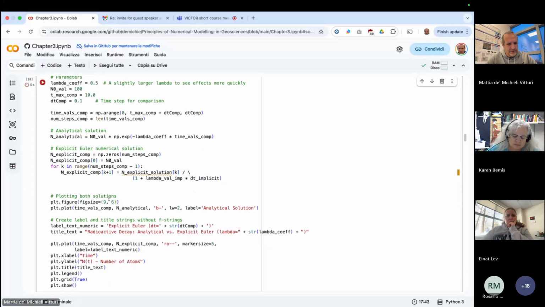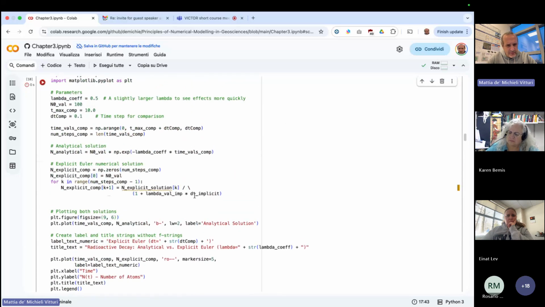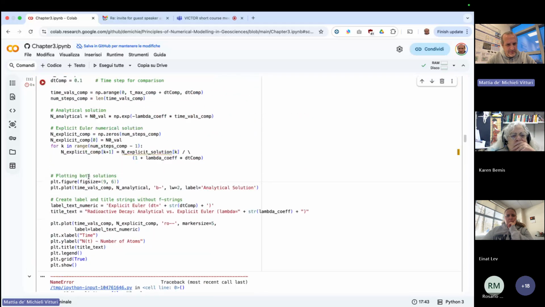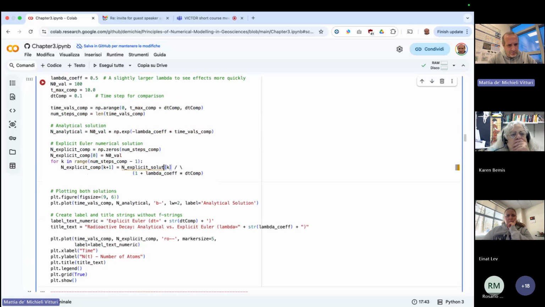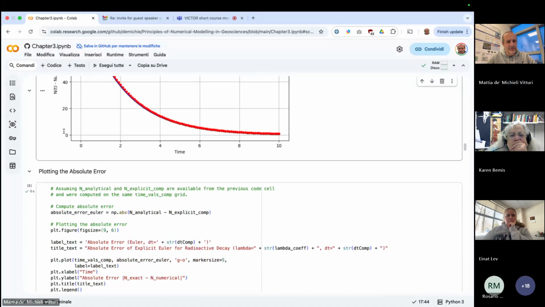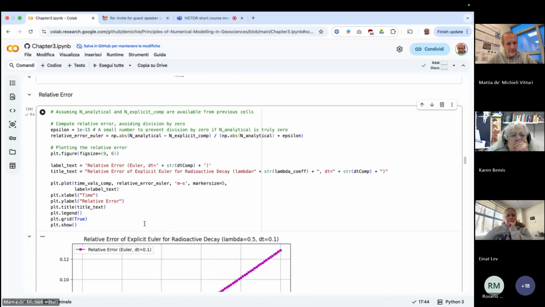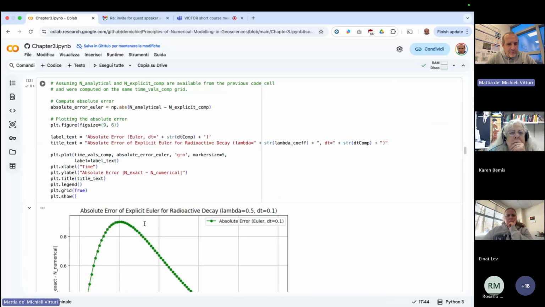Oh, some error. Oh, yes, because it's also DT. Here it's called DT comp, and lambda is called lambda coef. What is the error? Explicit comp. Okay. So let's look here at the. Okay, now I have updated.